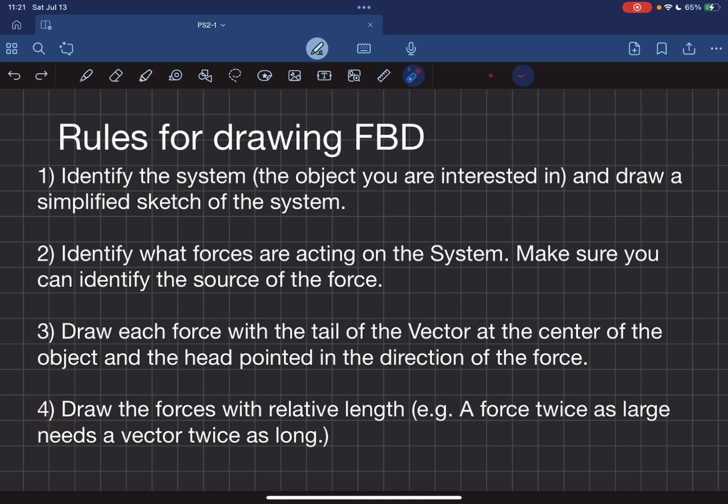The fourth step, we're going to draw the vector forces with relative lengths. So in other words, a force that's twice as large needs a vector twice as long. If we had a box and one force was acting to the right and a larger force was acting to the left, we need to make sure the larger force has a larger vector.